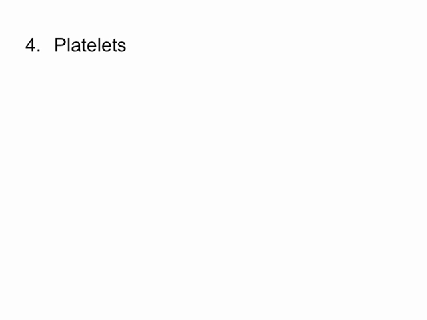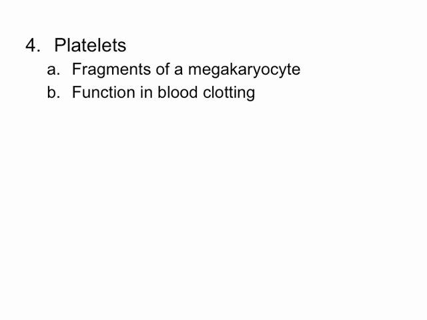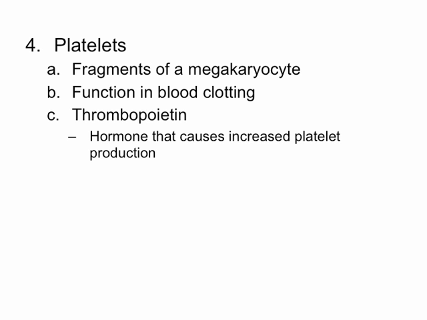All right, that brings us to platelets. Platelets are fragments of a larger cell called a megakaryocyte. Their function is to clot the blood, to inhibit blood loss. There's a hormone involved called thrombopoietin. When thrombopoietin is released, we would cause increased platelet production.